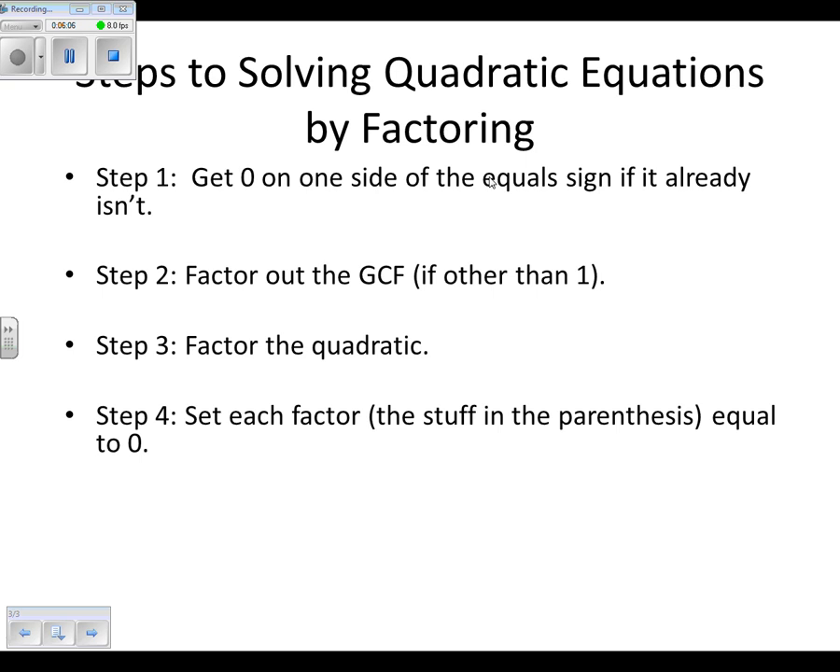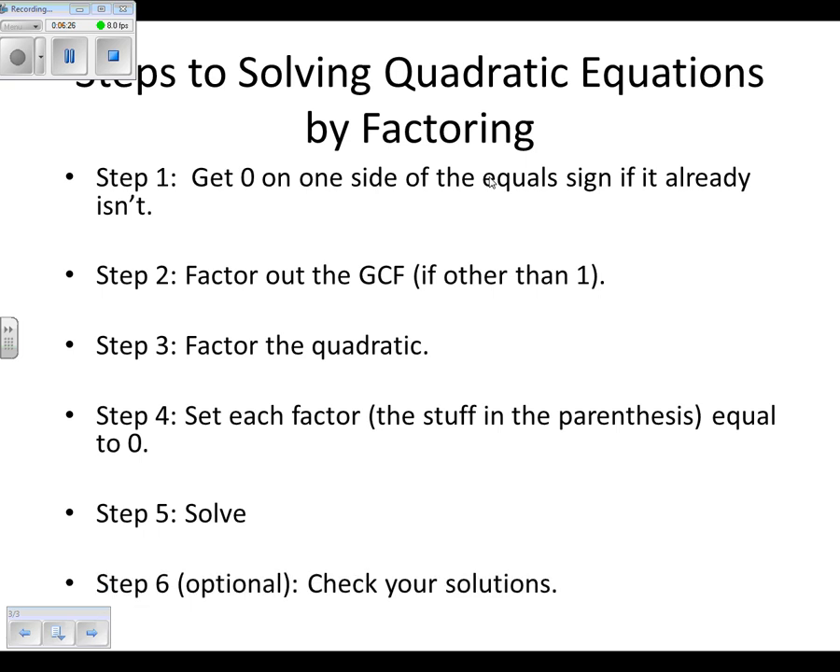Step 4, once you've factored the thing, set each factor equal to 0. The stuff in parentheses, set it equal to 0 and solve for your variable is going to be step 5. We want to get our letters by itself. And this last step, step 6, is optional but recommended, at least in the beginning when you're solving these. Check your solutions. Plug the answers that you got back into your equation, the original equation, and if you get the same number on both sides, that means you've got a keeper. It's a solution. If you don't, that means there's a mistake somewhere. Please go back and fix it.